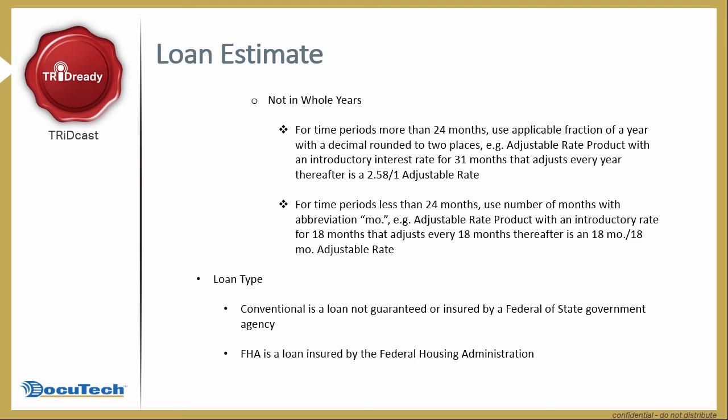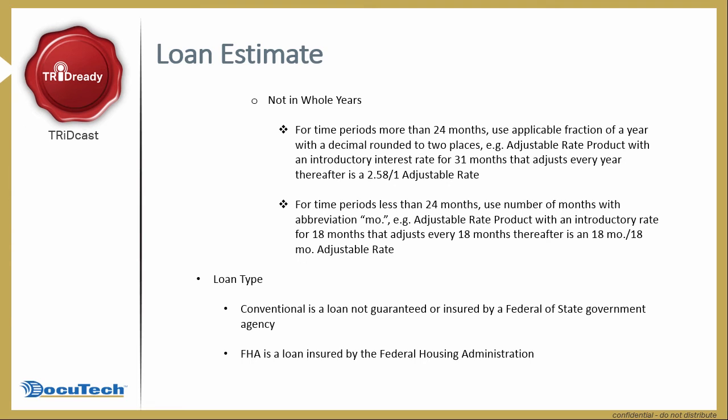So what you would disclose here is a 2.58/1 adjustable rate. I think that's just interesting on a disclosure like this. A 2.58/1 adjustable rate, but those are for time periods of more than 24 months where it doesn't necessarily round to a whole number.